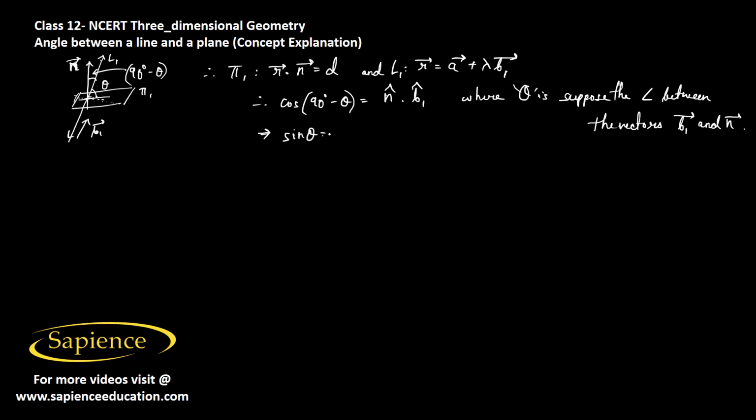So sine theta will be equal to n cap, that will be n vector by magnitude of n vector, into b1 cap, which means b1 vector by magnitude of b1 vector. So that would be n vector dot b1 vector divided by magnitude of n vector into magnitude of b1 vector. So this will be sine theta.